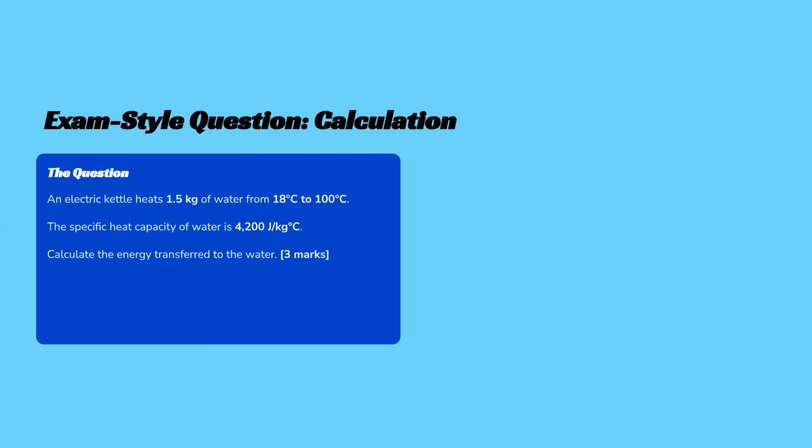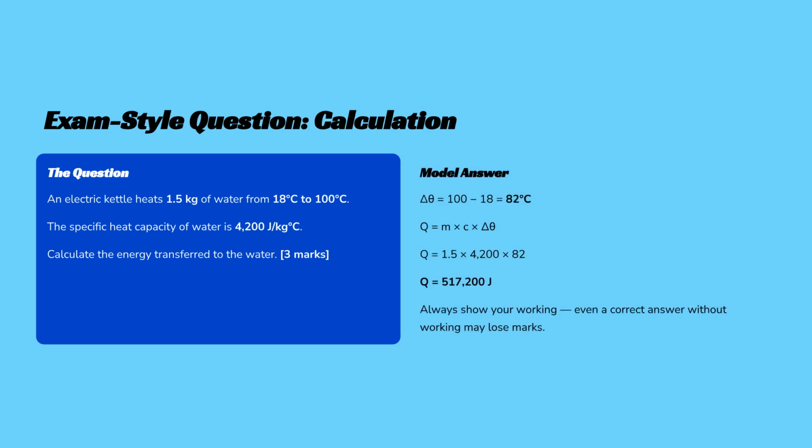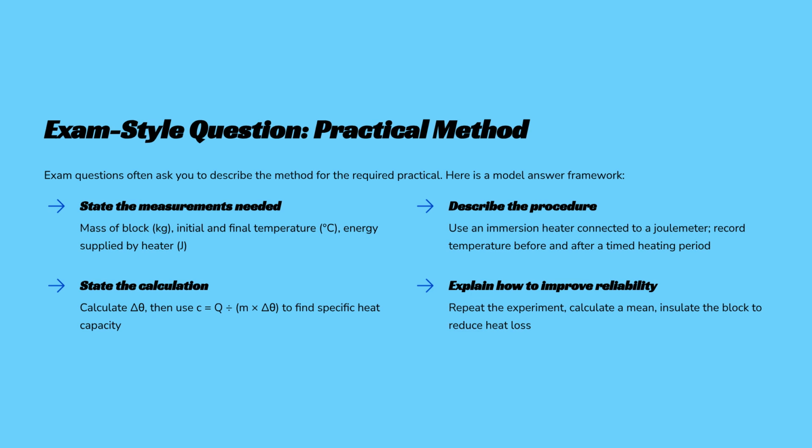For calculations, always show your working. In this example, we calculate the energy required to heat 1.5 kilograms of water by 82 degrees. By multiplying the mass, the specific heat capacity of 4,200, and the temperature change, we reach 517,200 joules. When describing the practical method in an exam, follow this framework. State the required measurements like mass and temperature, describe the procedure using a heater and joule meter, show the calculation using the standard formula, and always explain how to improve reliability through repetition and insulation.